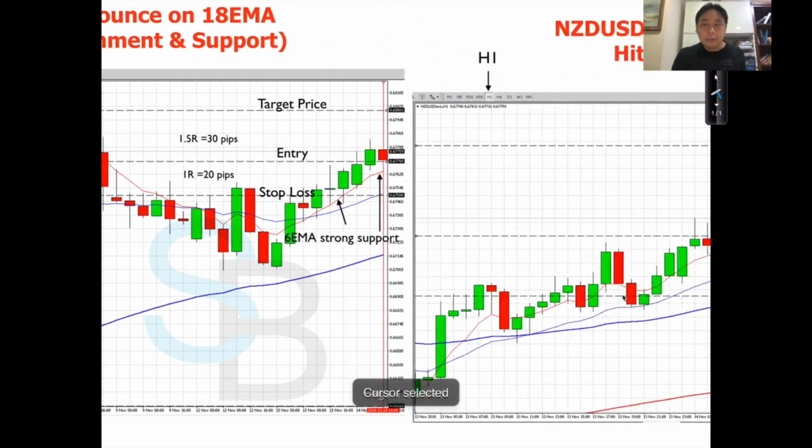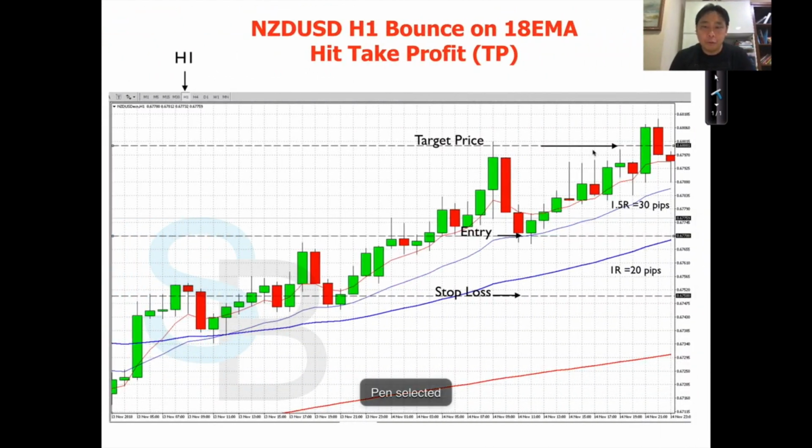Let's see what happened. This was a beautiful trade. You can see the moment I entered at the 18, it did not go much lower. Boom, went up, hit my profit target in 10 hours. So it takes a bit longer to hit, but it hits, right? So H1 takes a bit longer. That's fine.